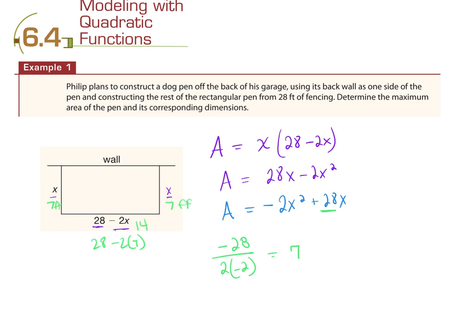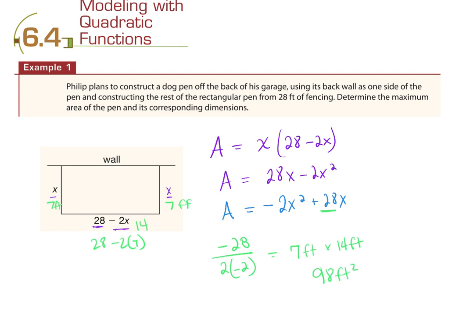It says, what are your dimensions? Well, my dimensions are going to be 7 feet by 14 feet, right? And I should be able to then calculate my area. How do I calculate my area? Well, 7 times 14. My area here is going to be 98 feet squared.